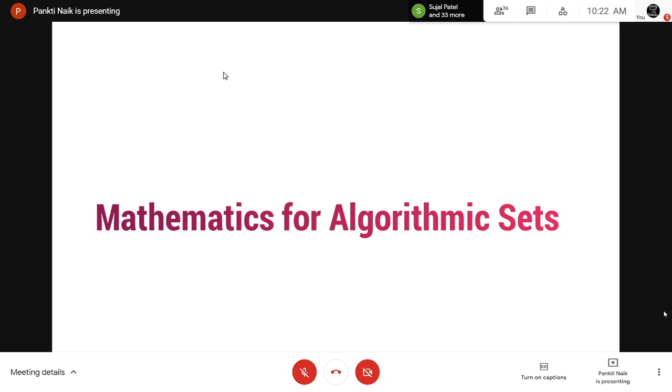Next one is generality. Generality means designing an algorithm in a more general way rather than designing it for a particular set of inputs. Rather than designing the algorithm for some particular input, it should be applicable to any input.